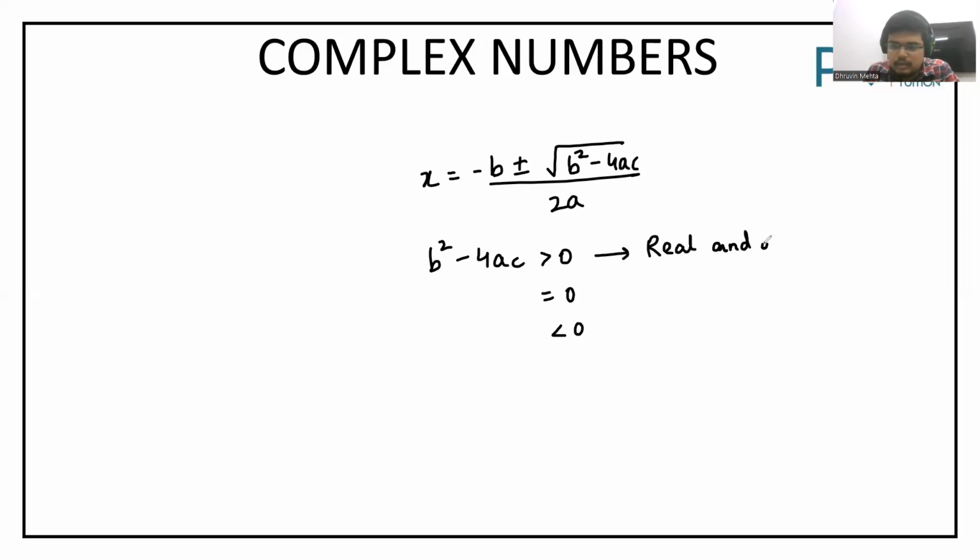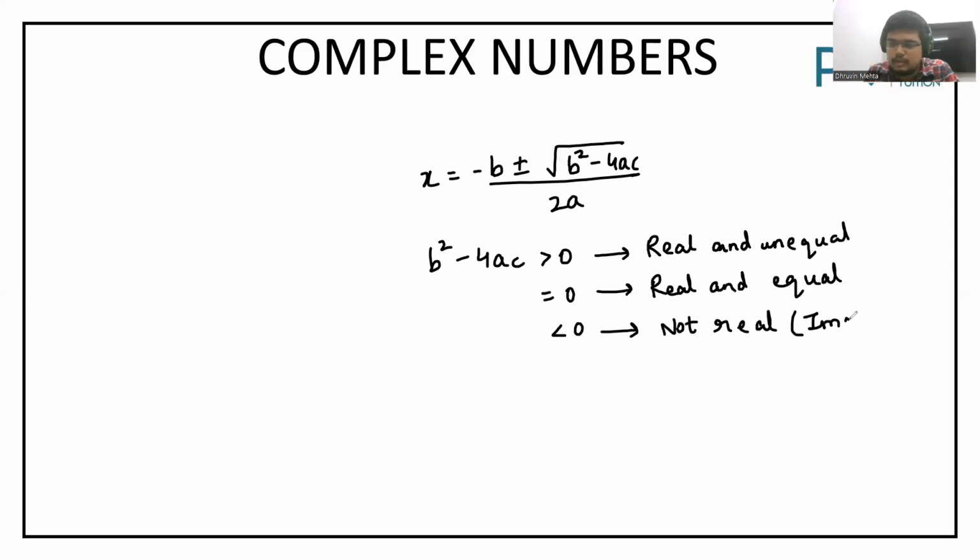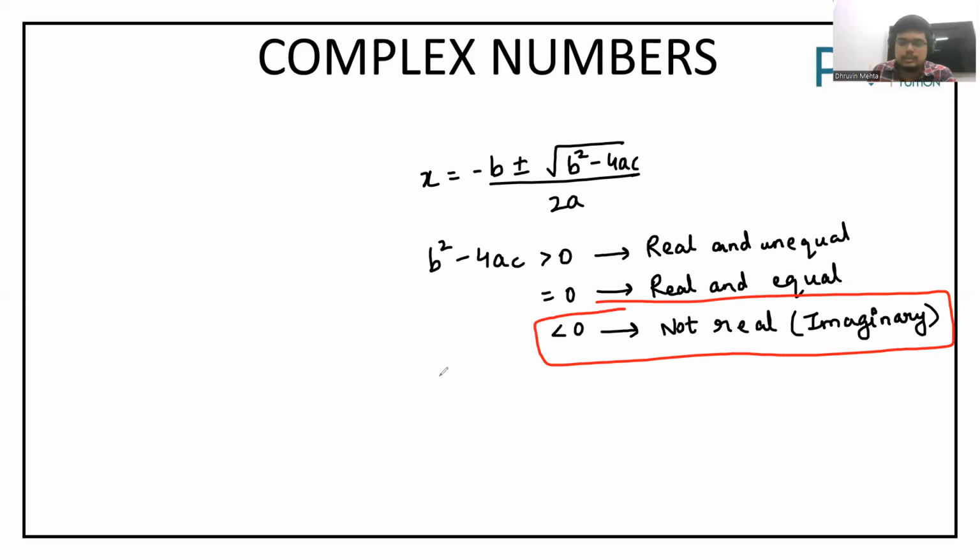If the value of b square minus 4ac is 0, it is real and equal. And if it is less than 0, then it is not real. Do you remember that? Yes, sir. And we used to call this imaginary. So this not real part, the imaginary part, this is complex numbers. I'll tell you how this works.